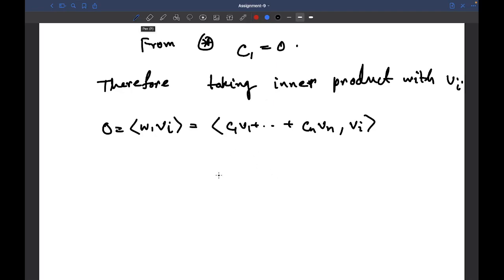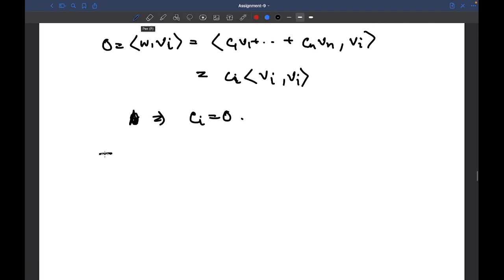So what you will get if you take the inner product with Vi? This time you will get Ci, right? Only Ci will be non-zero. It will be Vi inner product with Vi. And as Vi is in the set W, so therefore Ci will be 0, right? So therefore C1 up to Cn, all the elements are 0, which implies S is linearly independent.